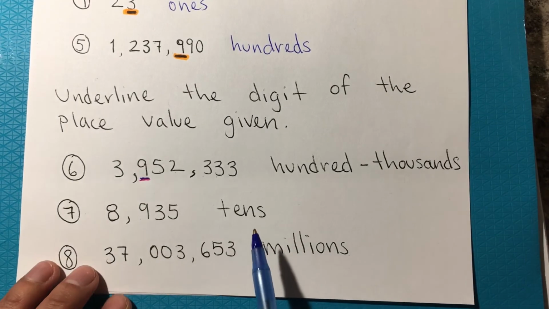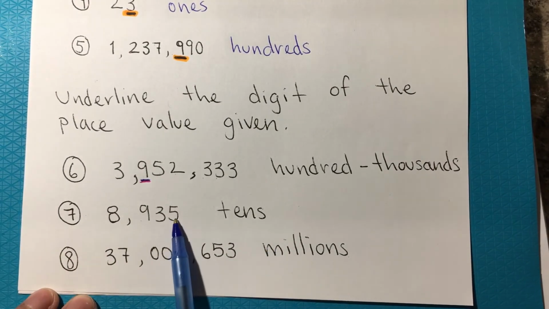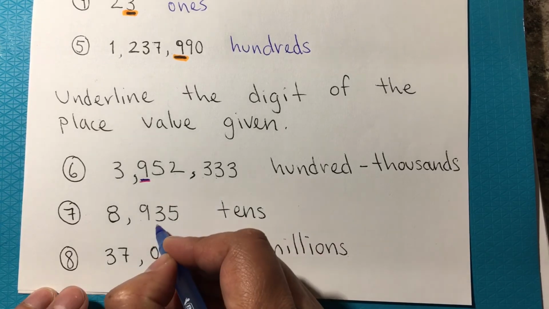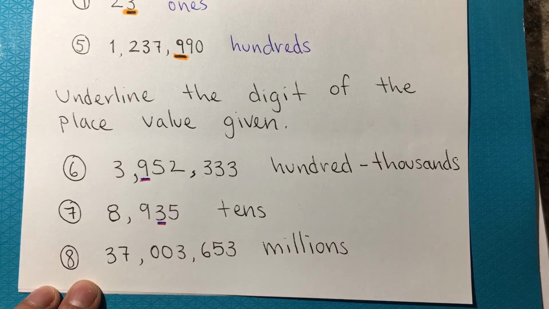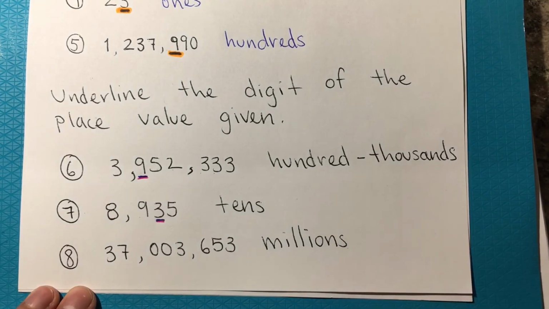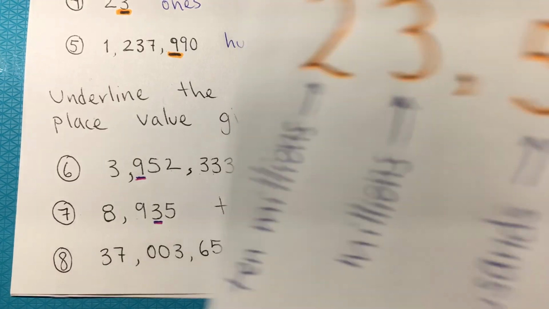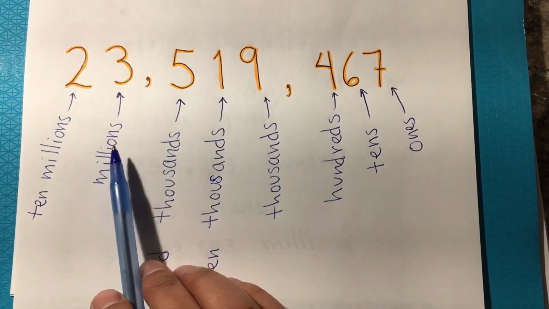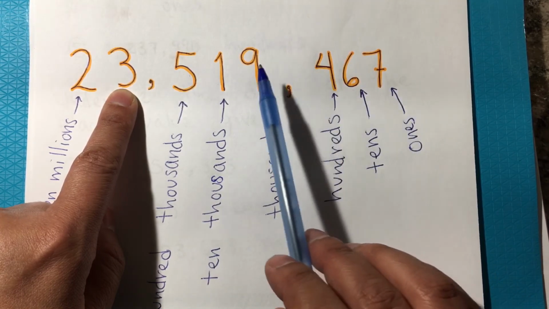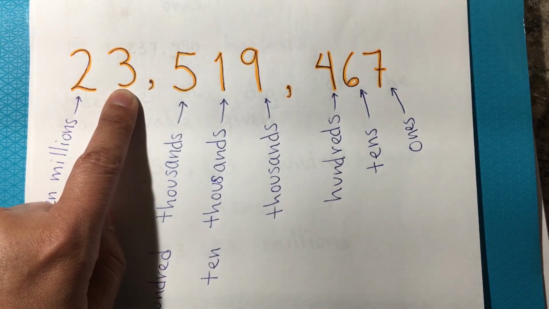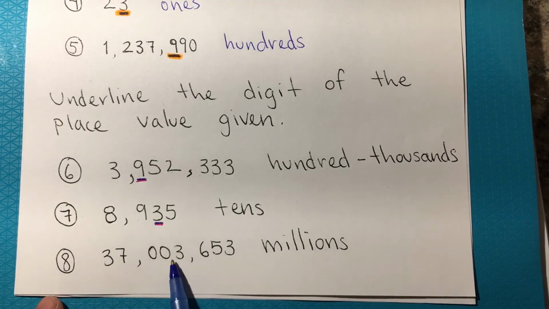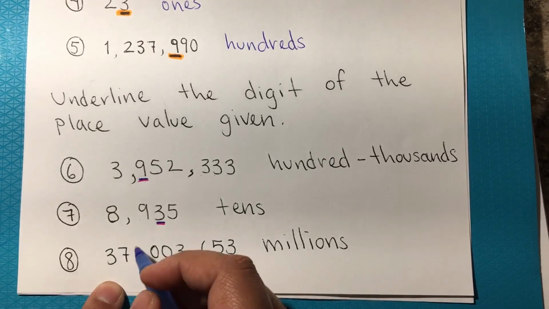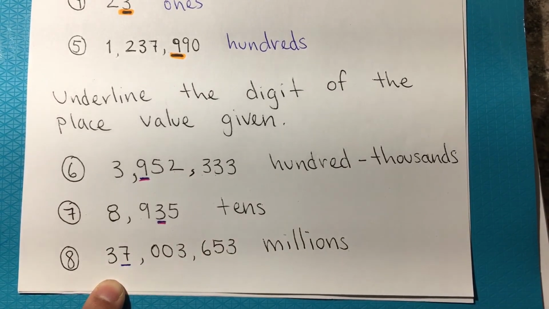For the next one, it says tens. Tens, it's ones. Tens, it's number 3. So you go ahead and underline the 3 because it's in the tens value place. Millions. Again, you go to the chart. Millions is right there. How many? 1, 2, 3, 4, 5, 6, 7 spaces to the left. 7 spaces. So 1, 2, 3, 4, 5, 6, 7. It's this one right here.